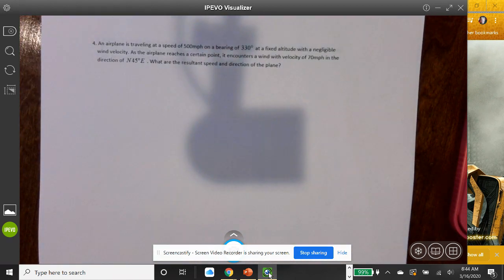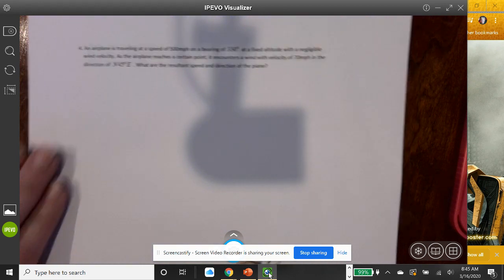All right. This next one. An airplane is traveling at a speed of 500 miles per hour on a bearing of 330 degrees at a fixed altitude with a negligible wind velocity. As the plane reaches a certain point, it encounters a wind velocity of 70 miles per hour in the direction of 45 degrees east of north. What is the resultant speed and the direction of the plane?